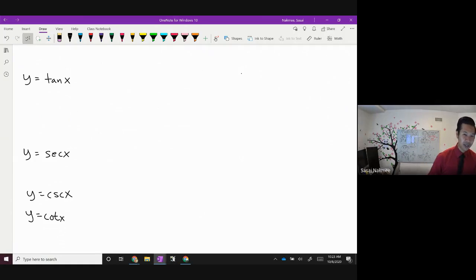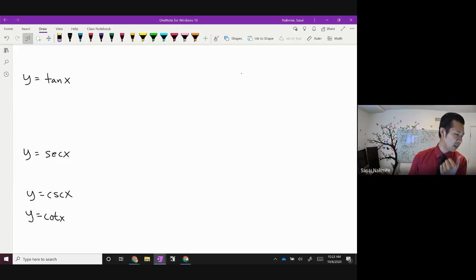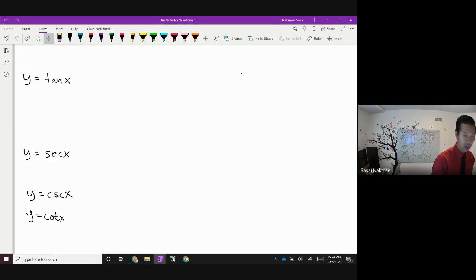Tangent of x is the third basic trig function. So it goes sine, cosine, tangent, right? And then the last three are the a little bit more advanced ones, which are secant, cosecant, and cotangent. I'm not going to prove those ones for you, but I'll show you tangent really quick, what its derivative is and how to get it if you don't memorize it.